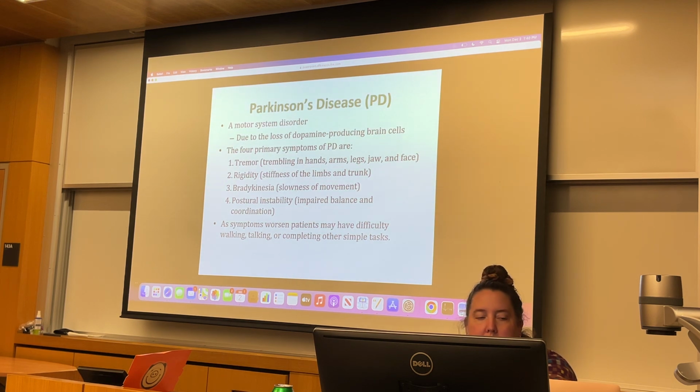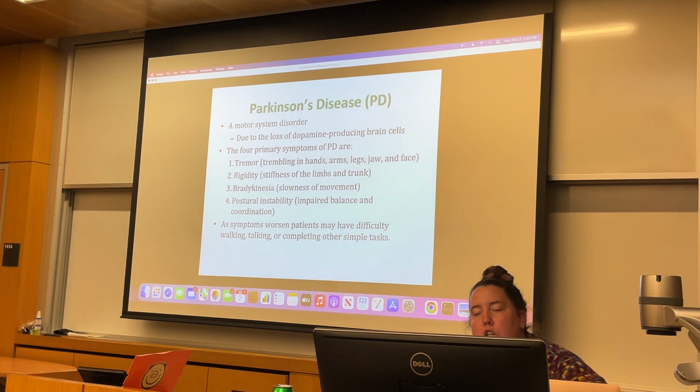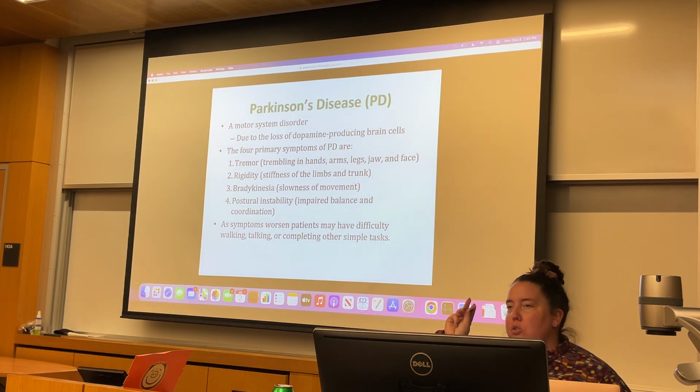All right, Parkinson's disease. It is a motor system disorder. It is due to the loss of dopamine-producing brain cells. You should know that. Definitely know that. The 4 primary symptoms of Parkinson's disease are tremor, including trembling in the hands, arms, legs, jaw, and face. People with Parkinson's also do something called pill rolling. So some people with early Parkinson's who don't have a really pronounced tremor might roll their fingers like this, and it's called pill rolling.